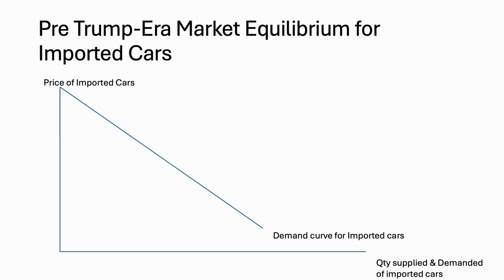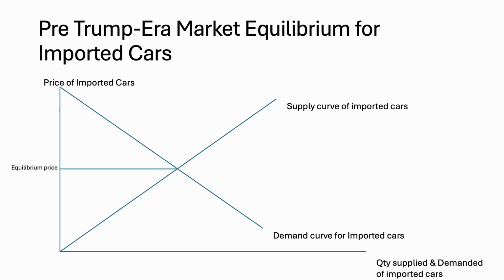This is the typical downward sloping demand curve, upward sloping supply curve. Equilibrium price is given by the line connecting between the intersection point and y-axis. So that is the equilibrium price. Equilibrium quantity is given by the line connecting between the intersection point of demand and supply curves and x-axis. That is the equilibrium quantity.